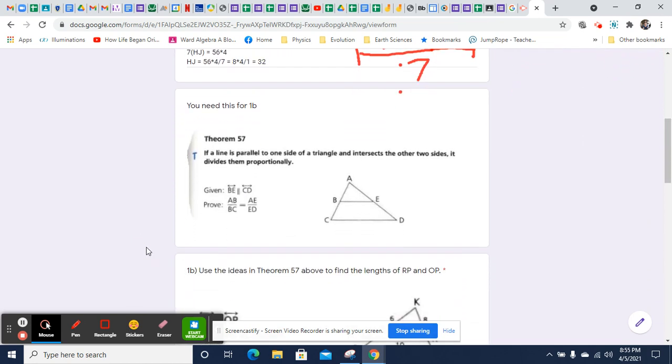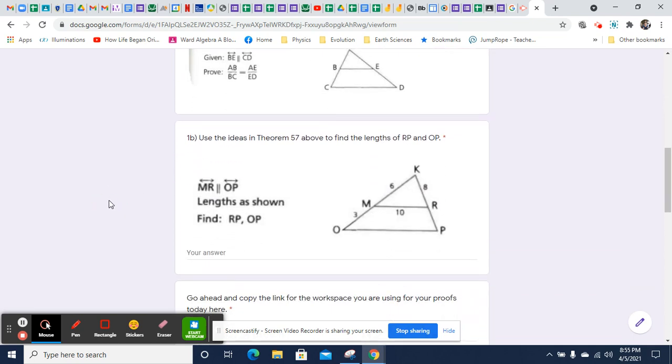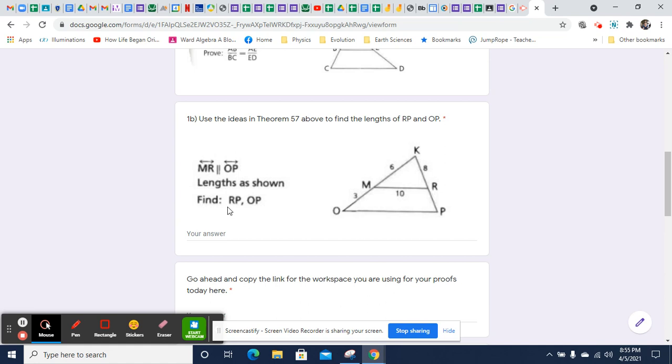All right, now, Theorem 57 says that if a line is parallel to one side of a triangle, so this line here is parallel to one side of the triangle, according to this statement, BE is parallel to CD, and intersects the other two sides, it divides them proportionally. We're going to use those ideas to work out what RP and OP are.